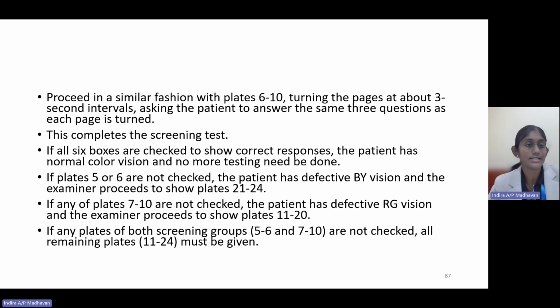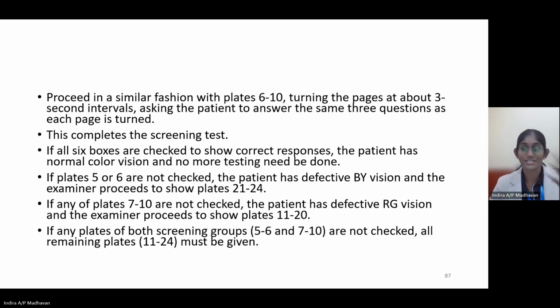So this completes the screening test once they are given 3 seconds to answer. If all 6 boxes are checked to show correct responses, the patient has normal color vision, and no more testing needs to be done. If plate 5 or 6 is not checked, the patient has a blue-yellow defect, and the examiner proceeds to show plates 21 to 24. If the patient is able to answer 6 to 10, then you know the patient is normal.